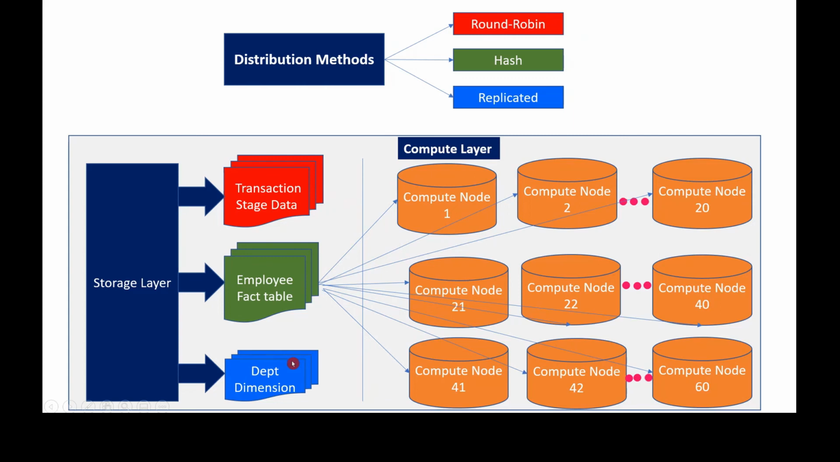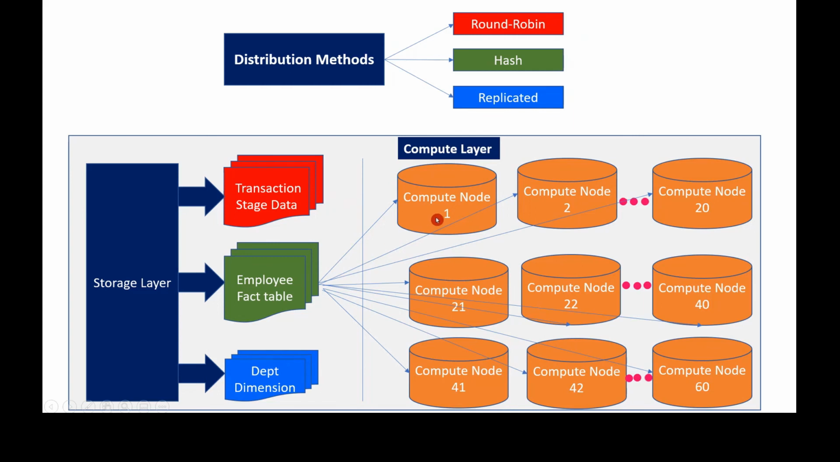Coming to the department dimension, let's say the dimension table is very small, maybe 100 MB of data. It is already a very small table, and it is not a good idea to split this department table into 60 pieces and distribute it across these 60 compute nodes. Instead, we can send a local, complete copy of this table to all 60 compute nodes, which means we are making 60 copies of this table. Each and every compute node contains its own processor and memory, so this smaller dimension table will fit into the memory of each compute node.